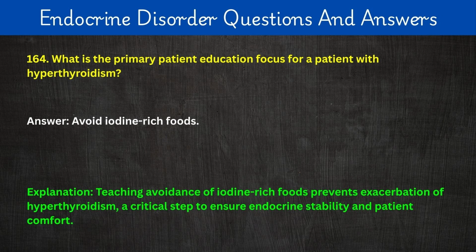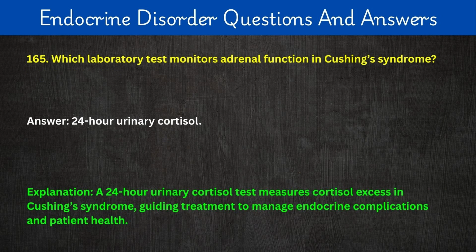164. What is the primary patient education focus for a patient with hyperthyroidism? Answer: avoid iodine-rich foods. Explanation: teaching avoidance of iodine-rich foods prevents exacerbation of hyperthyroidism, a critical step to ensure endocrine stability and patient comfort.